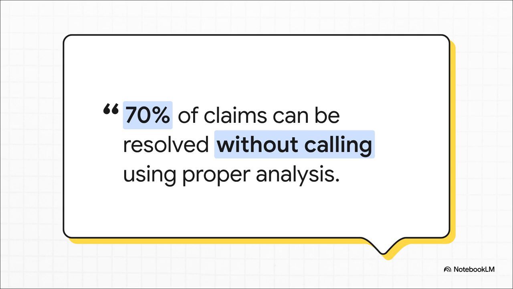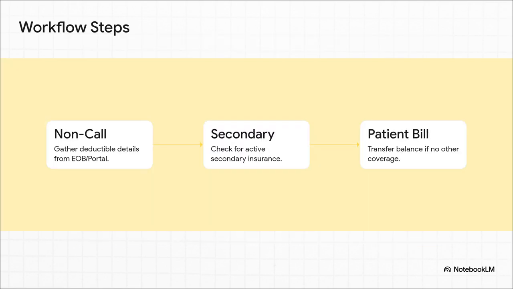Staying off the phone as much as possible is a total game changer for your efficiency. Let's see how this builds a perfect workflow. Step 1 is non-call resolution. Gather all those deductible parameters we just discussed straight from the portal or EOB. Step 2, secondary insurance cross-check. Always check your billing system for active secondary or tertiary coverage. If they have it, just submit the claim to the secondary payer along with that primary EOB.